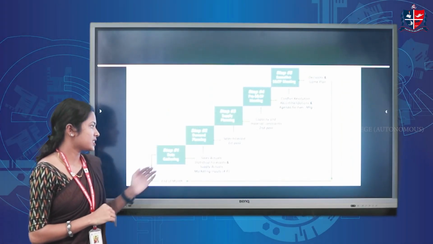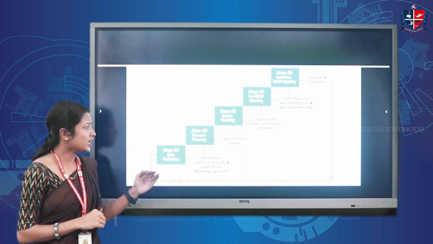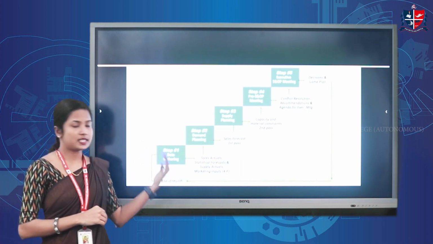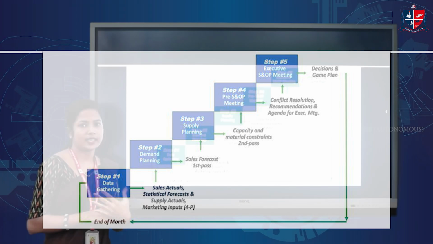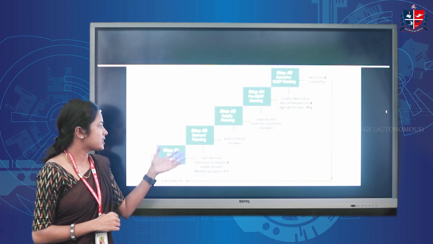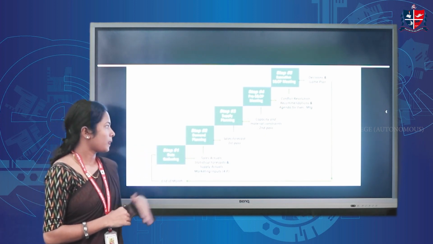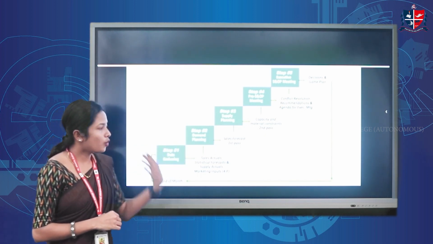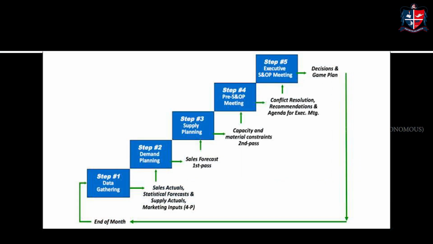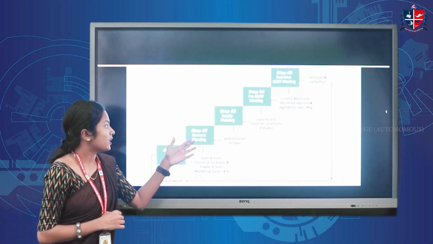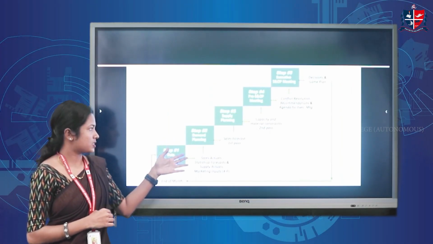The first step is data gathering. Here we collect the sales data, and also the forecasting data and marketing analysis data. In step 2, we forecast for our future, sales forecasting, production forecasting and so on. That way we will plan our demand.